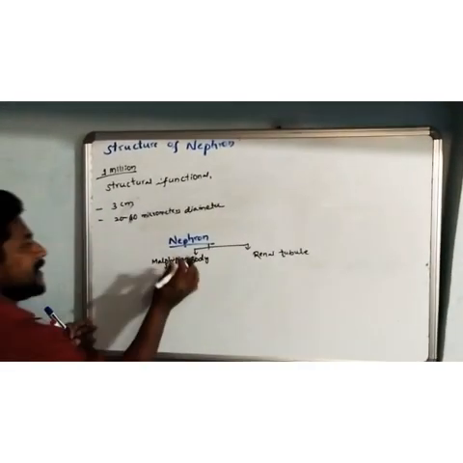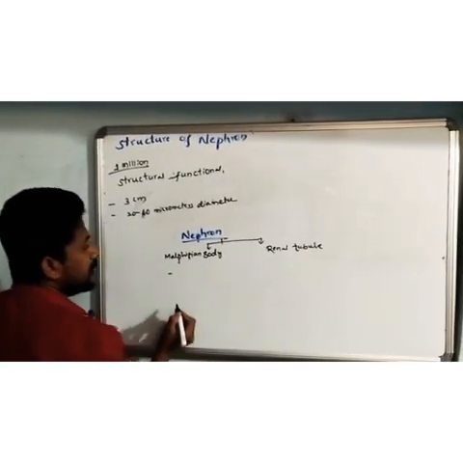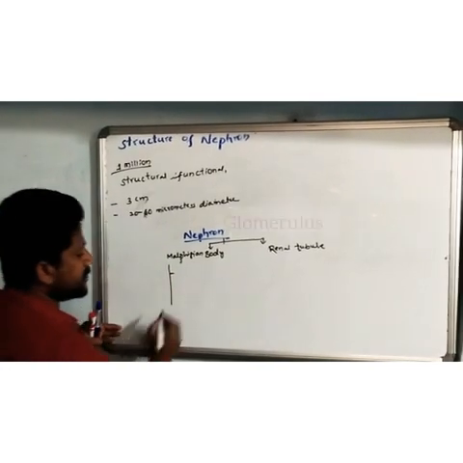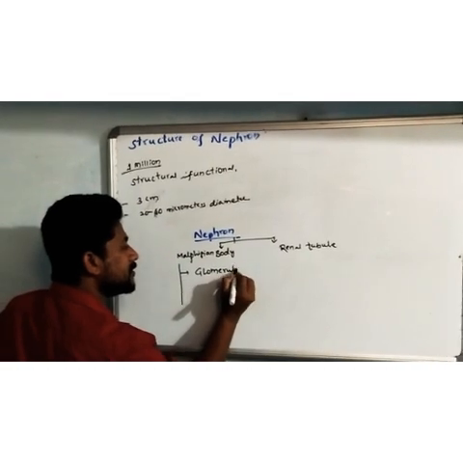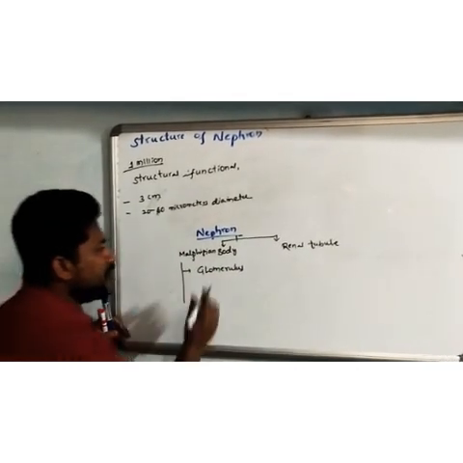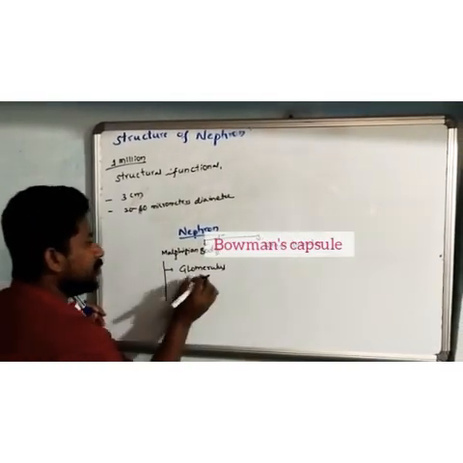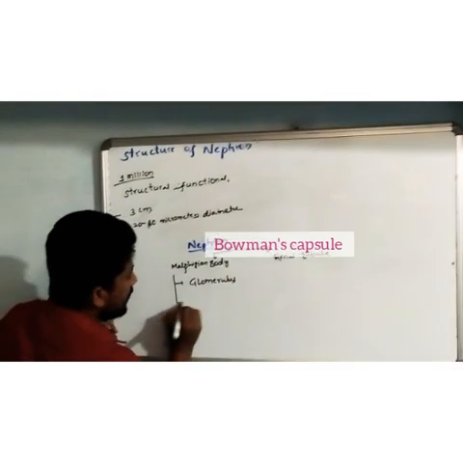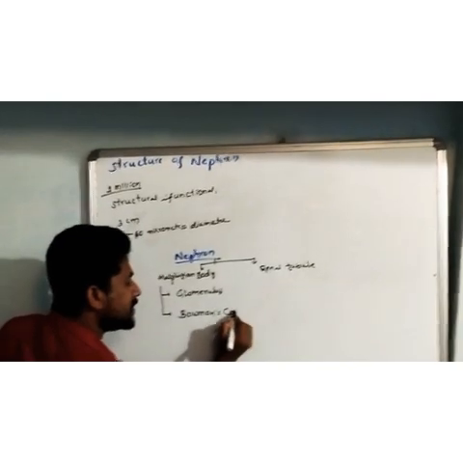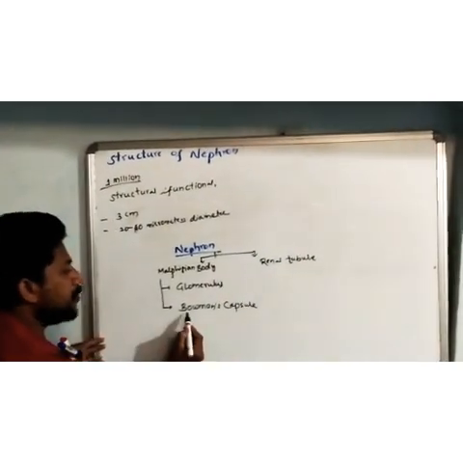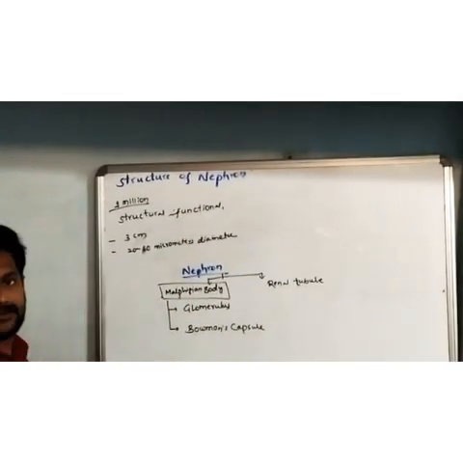This Malpighian body again has two portions. One, glomerulus. A glomerulus is a tuft of blood capillaries. And Bowman's capsule. Both the Bowman's capsule and glomerulus together form a Malpighian body.